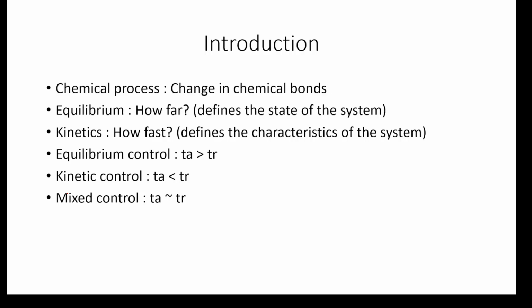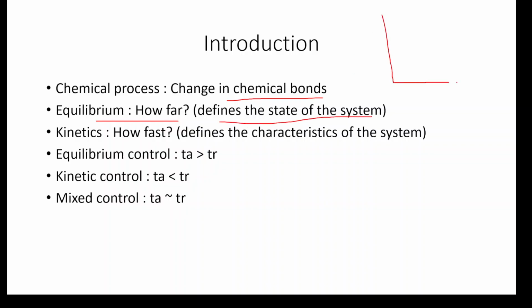Coming to the second lecture, we understood what chemical processes are. In a chemical process there is a change in chemical bonds. Some bonds will be broken and some new bonds will be formed. Wherever there is a change in the type of bond, either formed or broken, the process is called a chemical process. And as I said earlier, equilibrium is how far the reaction is going, so it defines the state of the system.